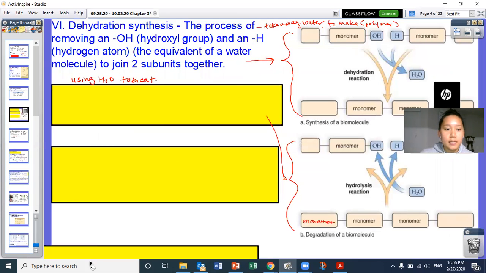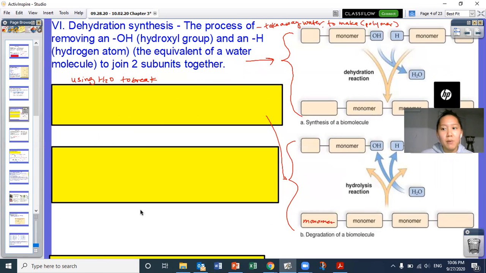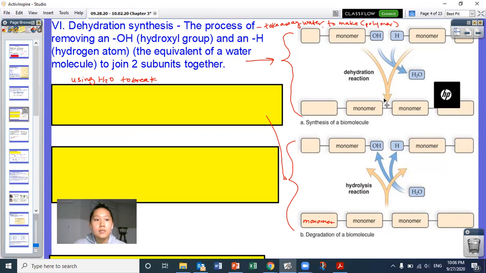Alrighty, so the first thing that we're going to talk about is how you even get from a polymer to a monomer or a monomer to a polymer. So the first process that we'll talk about is called dehydration synthesis. And let me move myself out of the way so that you can see. The process of removing an OH or hydroxyl and an H or hydrogen atom, which is the equivalent of a water, and you use that to join 2 subunits together.